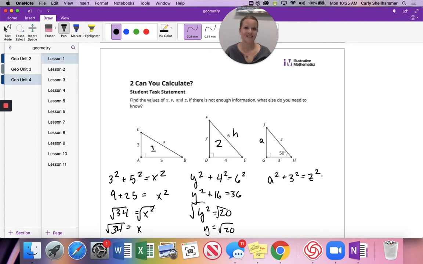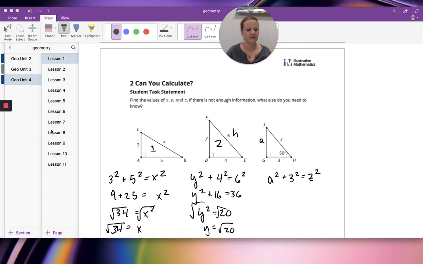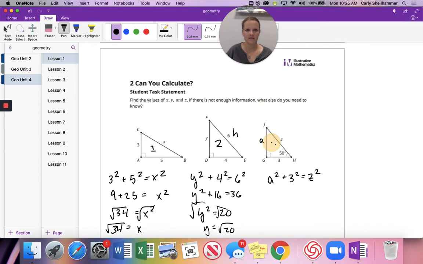All right? So what we're learning today is how to solve this type of triangle. All right, so yeah, I don't have enough information for triangle 3. And so the purpose here is to discuss whether it's possible to calculate z. We can do it, and we're going to use this angle to help us.